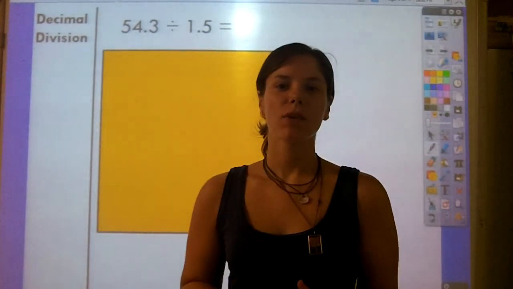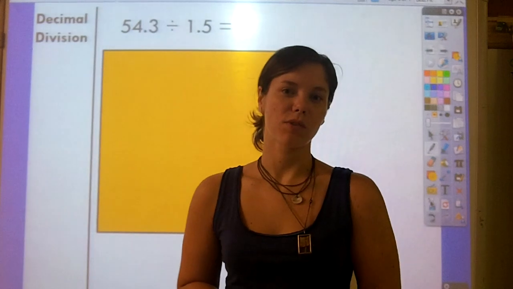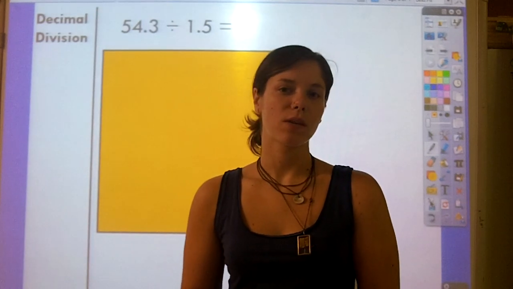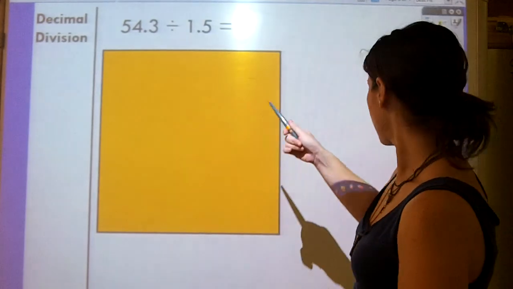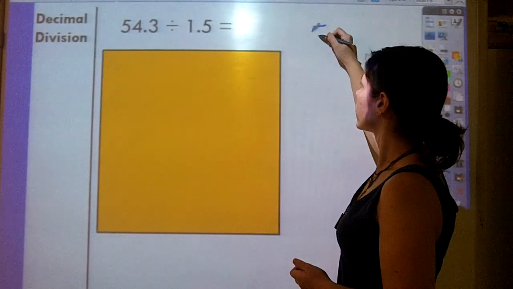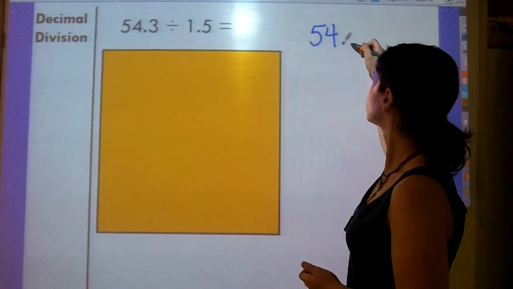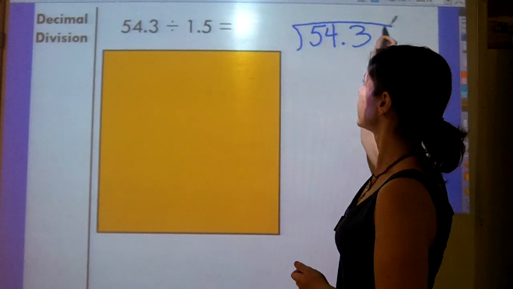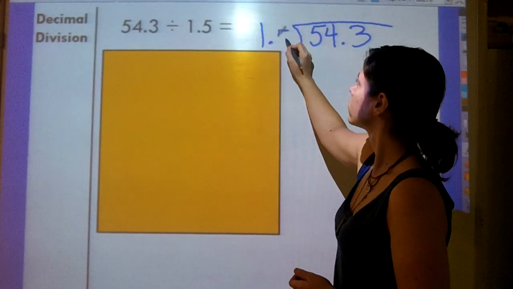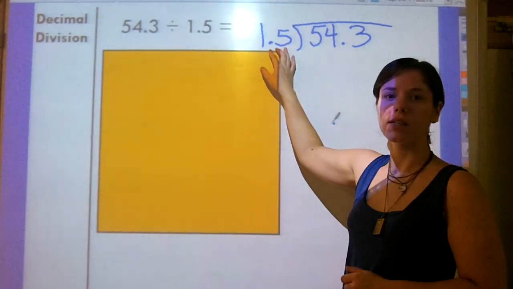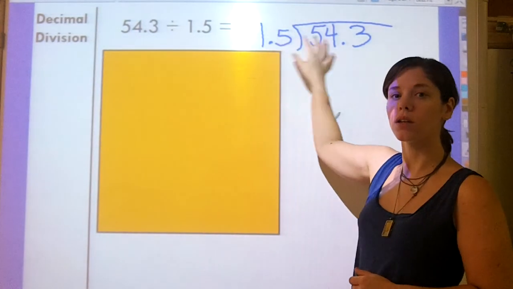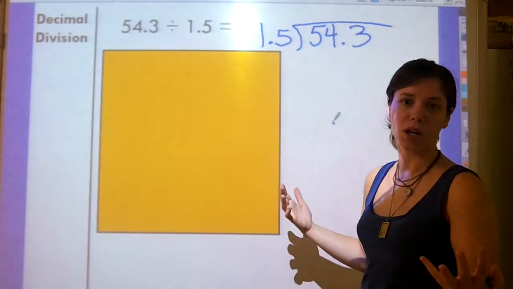Alright guys, today we're looking at the last kind of division with decimals you might see. We're going to be practicing what you need to do if you see a decimal in the divisor. I set my problem up the same way, with the first number inside and the second number outside. Remember, the divisor is the number that's outside. It's how many groups you're trying to make from this larger number.